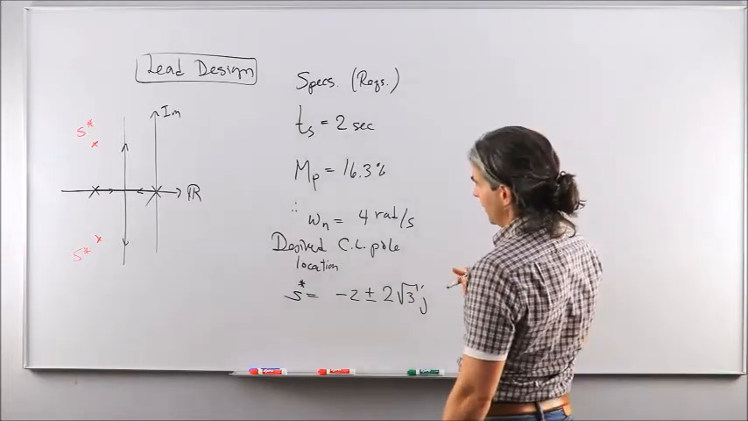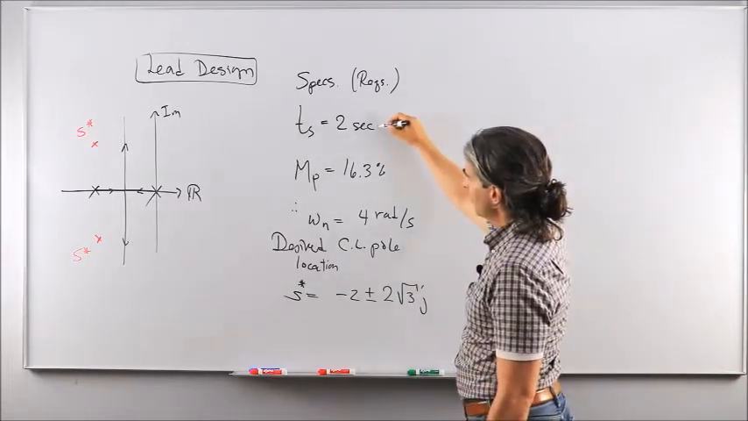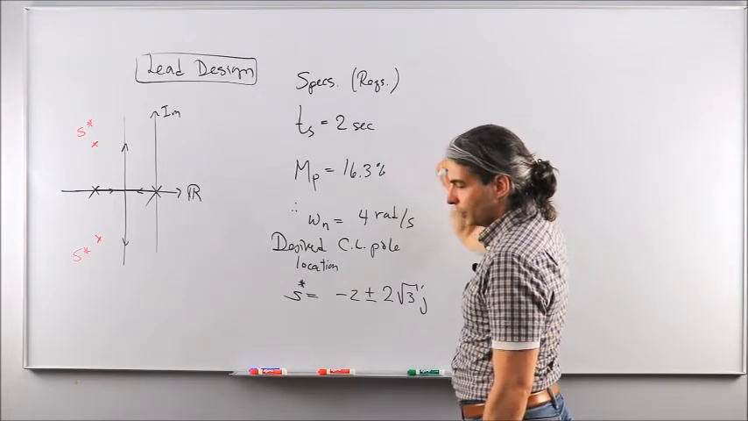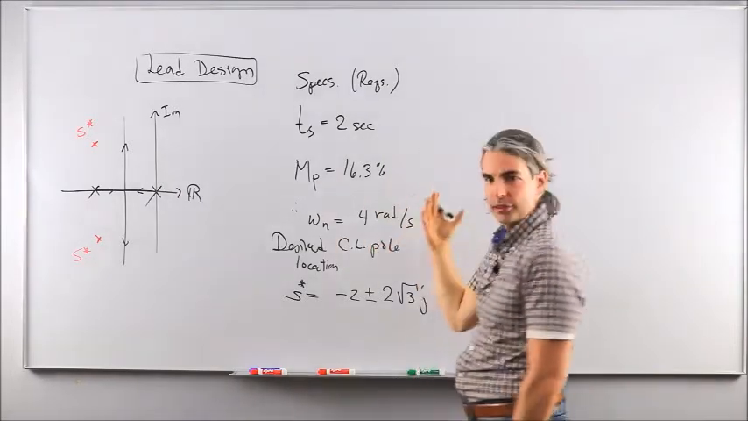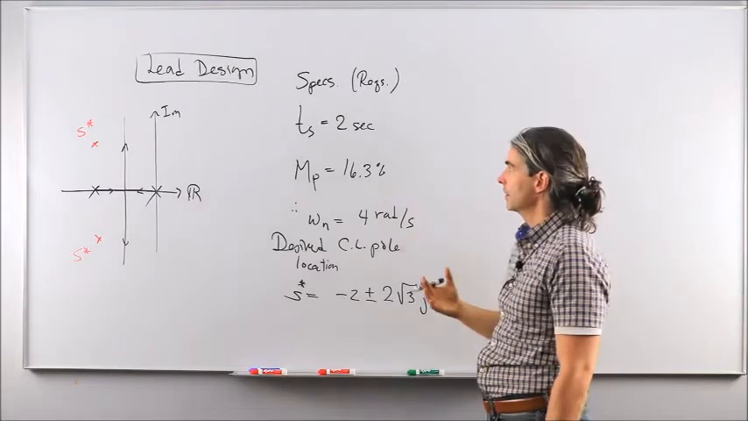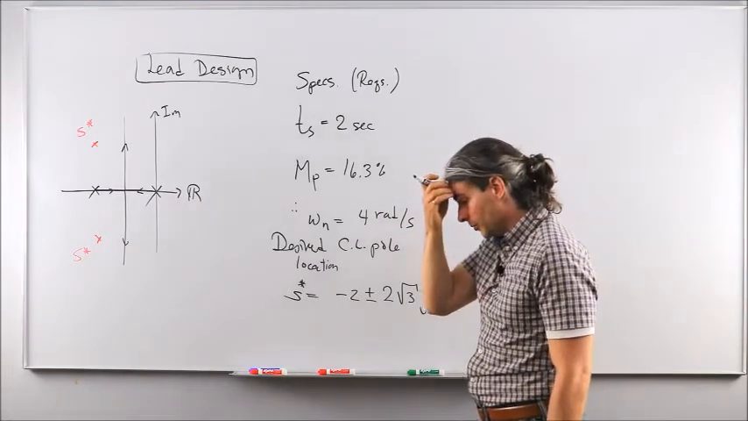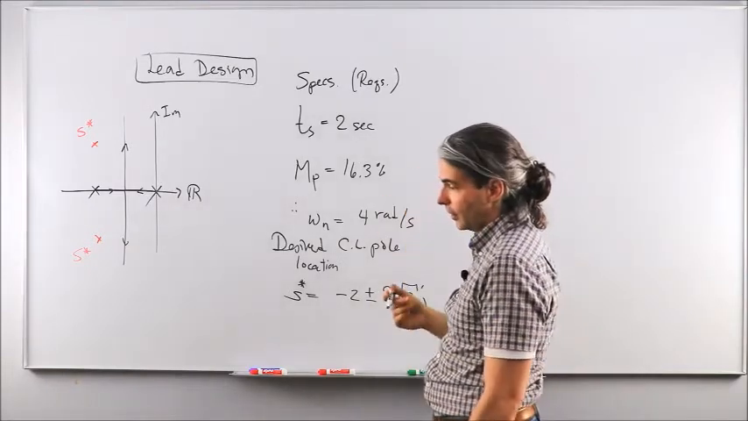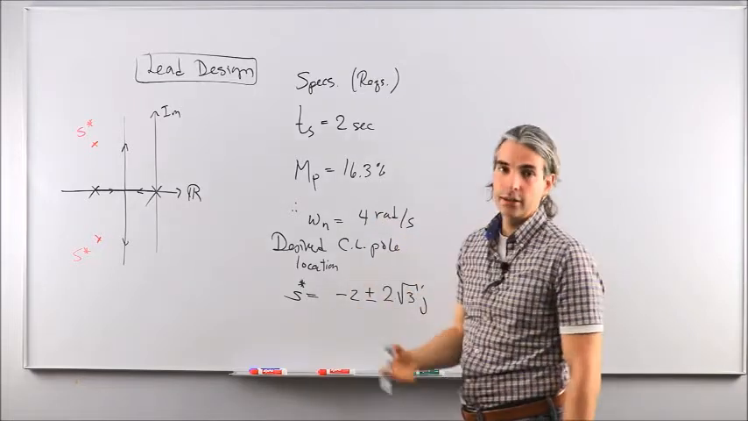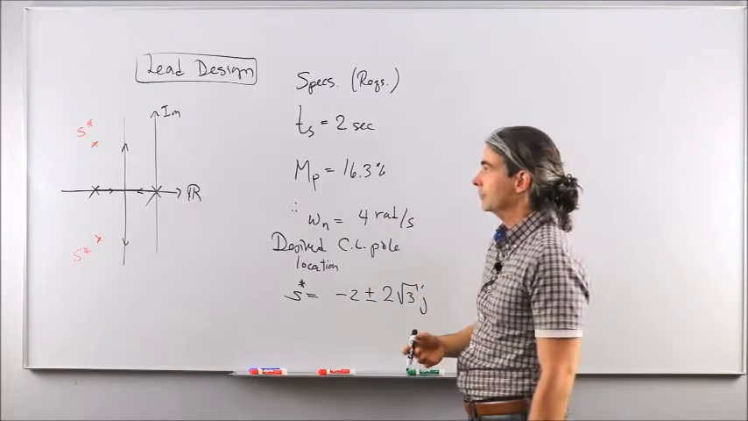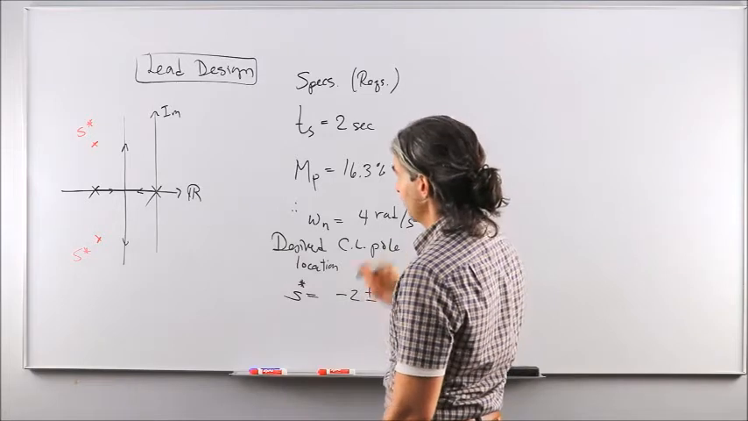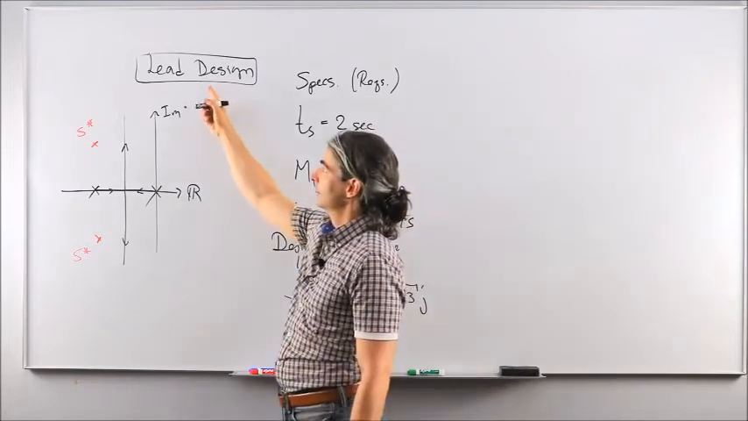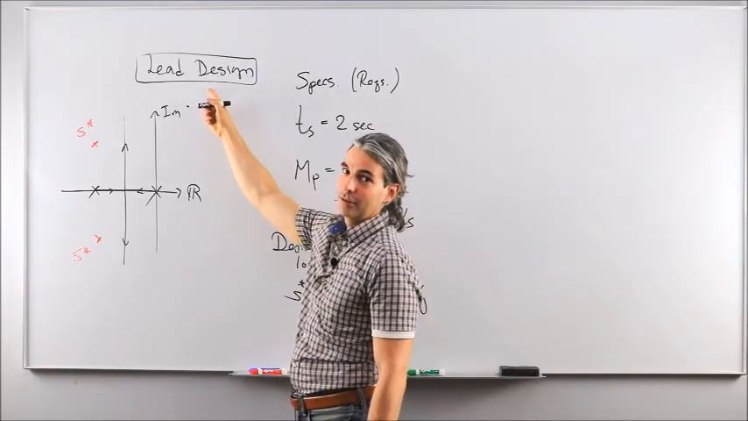So it's okay, this is better than before. In other words, I need to improve my transient performance. Right? That's the idea here. And the prof told me that a good way to do it is by designing a lead compensator. So let's do that. Let's design a lead compensator. But you knew that in the beginning.